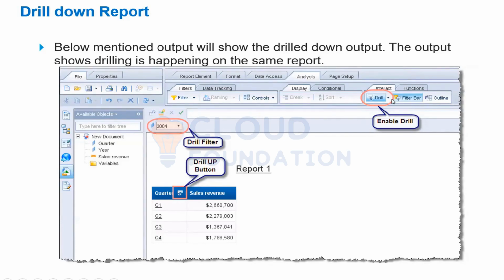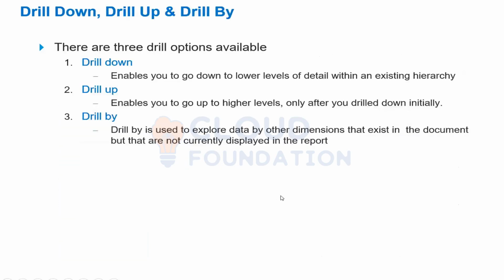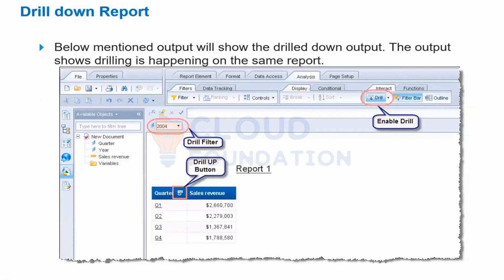As we have enabled drill and the report is based on quarterly sales revenue, if we click on quarter, it will go to the year drill up button. If you see, here the arrow is up. If you click on this hyperlink or here, it will drill up. Similar way, drill down will also be there.